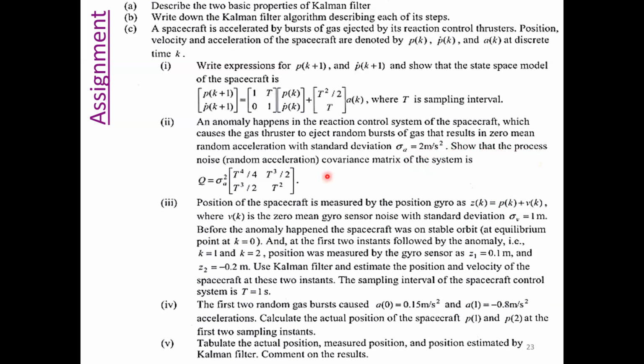Now show that the process noise, that is random acceleration, covariance matrix of the system is this. So you have to find the Q matrix, or in fact, in linear quadratic regulators also we have Q, so there can be some confusion. So for the moment, let's take it as it is. You have to derive this matrix from sigma a, 2 meters per second square, right?